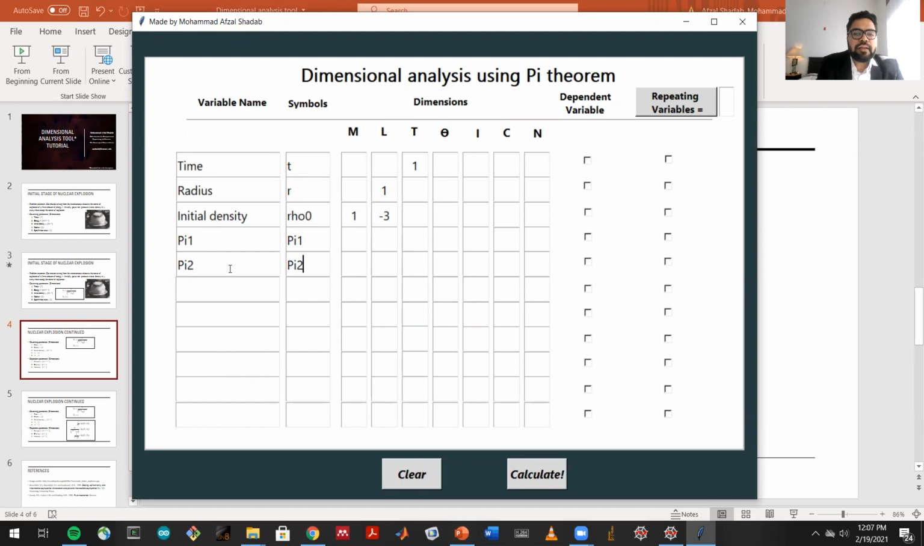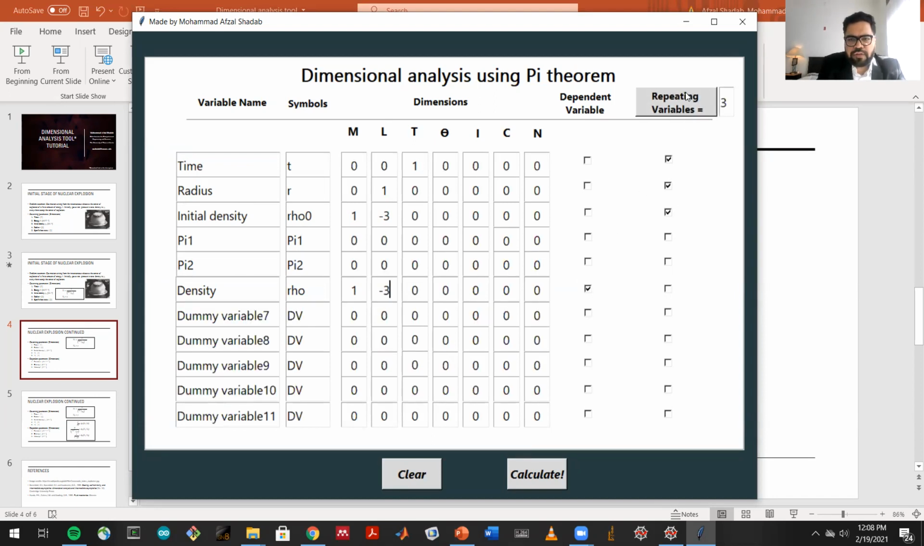And here the repeating variables are time, radius, and density. We also need to have a dependent variable for this case. So the dependent variable for the first case can be just density, rho, and this is ML^-3. If you pick it and find the repeating variables, we have 3 checks, and here this is the dependent variable, density.